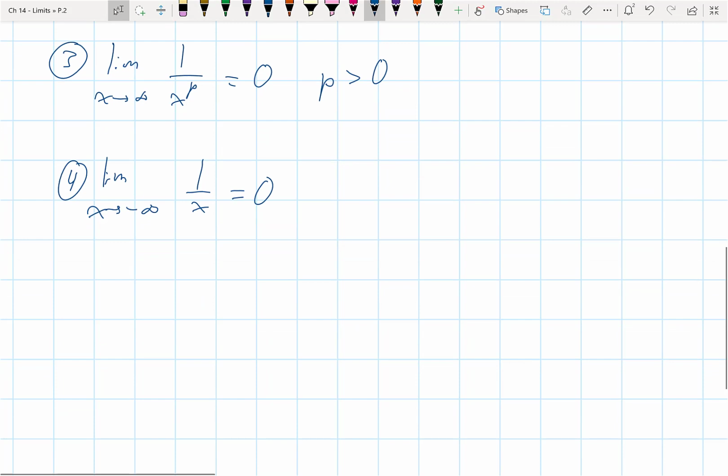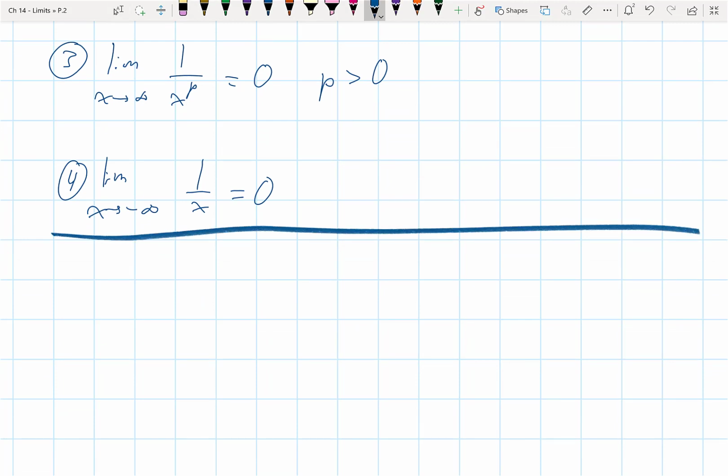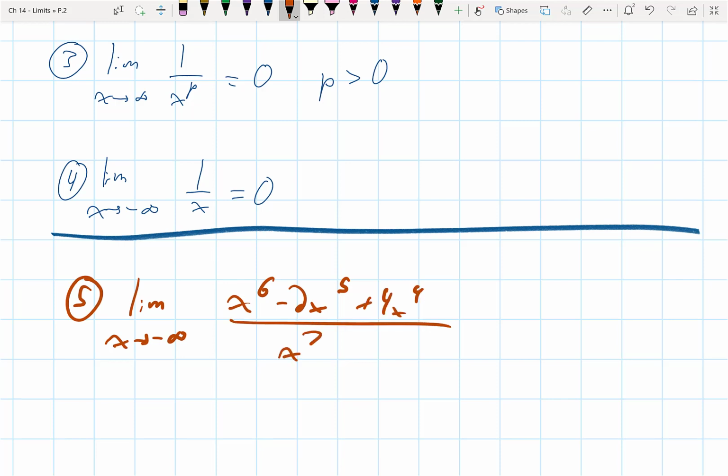So I want to take all of this, and now apply it to a problem. Ready for this? Every piece I just did should now be able to get us like 90% of the limits that we're going to face as we approach infinity. The limit as x approaches negative infinity of x to the 6th minus 2x to the 5th plus 4x to the 4th over x to the 7th plus 1.